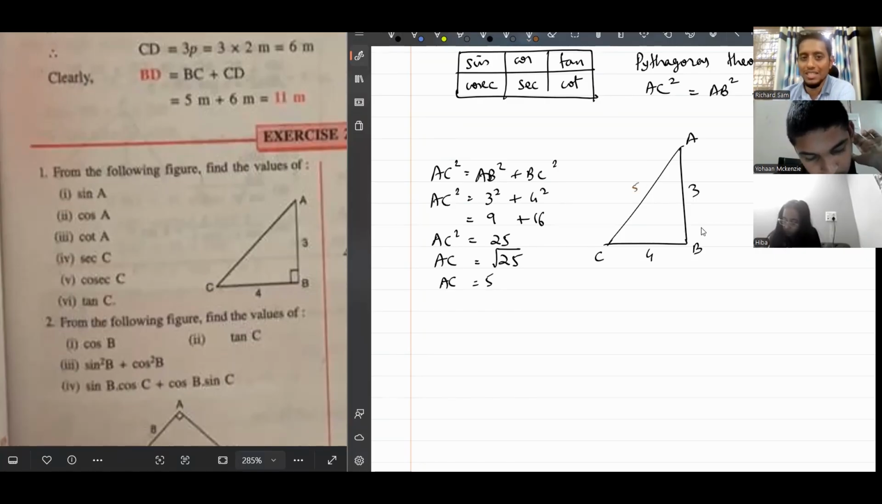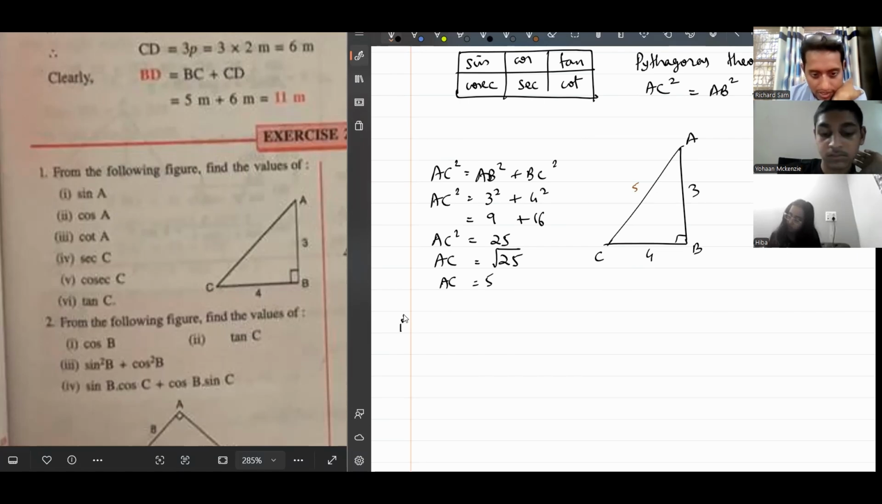So we got the third side. Now since we have all the three sides, we can use any of these formulas. There was sine A, cos A, cot A, sec A, cosec C, tan C. Any of the six trigonometrical functions. And look at the angles. Sometimes A, sometimes C. They will never ask B because B is fixed. B is 90 degrees. So the formulas will either be for A or for C.